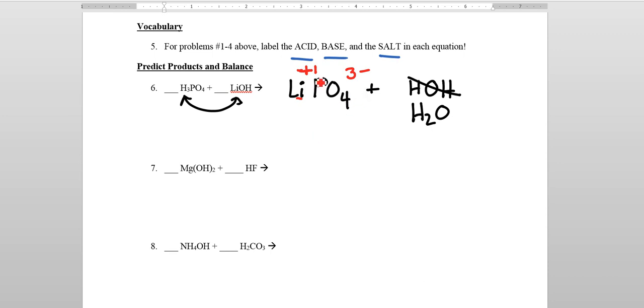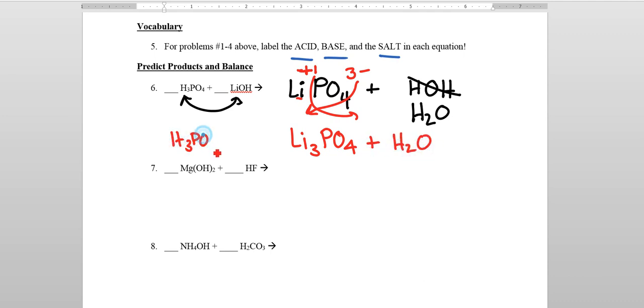And then we do the crisscross method and we say, okay, I'm going to put a 1 there, I'm going to put a 3 there, so let's rewrite it. It is going to be Li3PO4. So this is my overall reaction. So it is H3PO4 plus LiOH makes Li3PO4 and H2O.